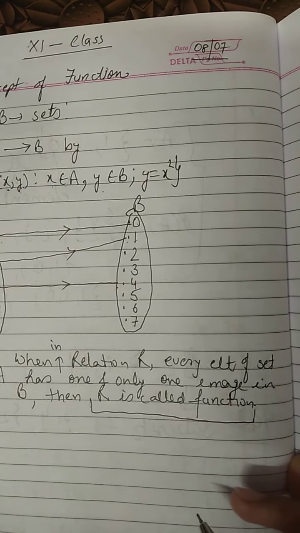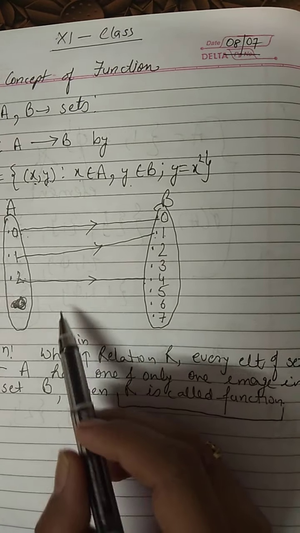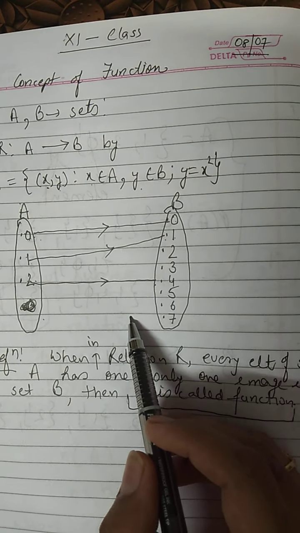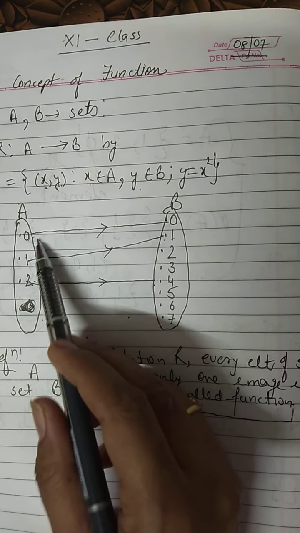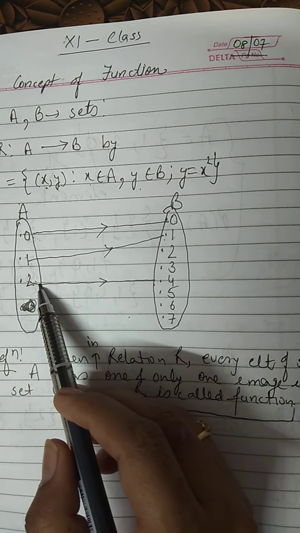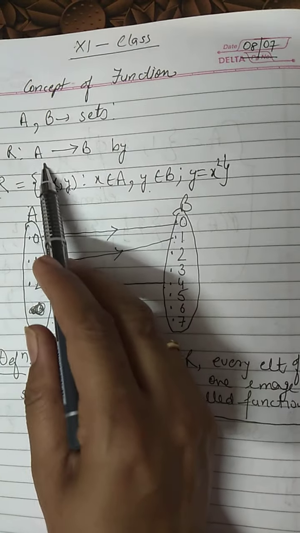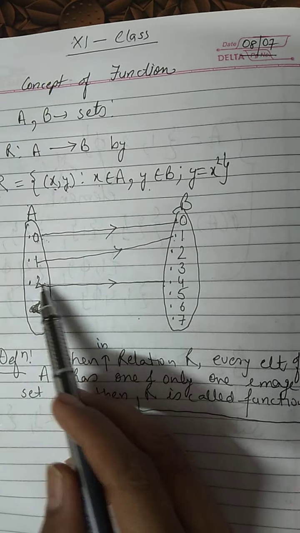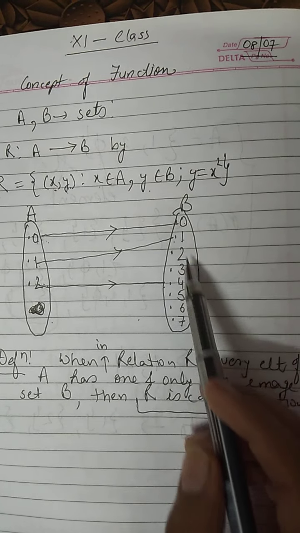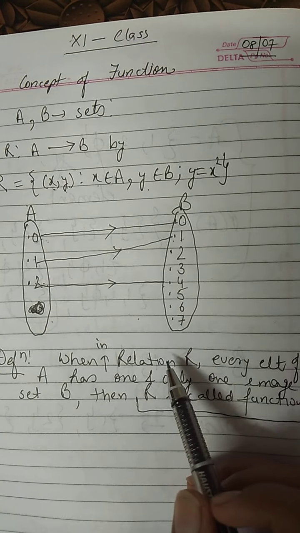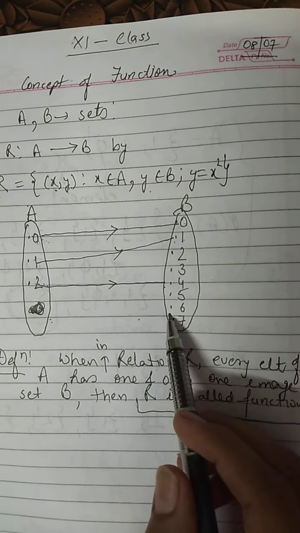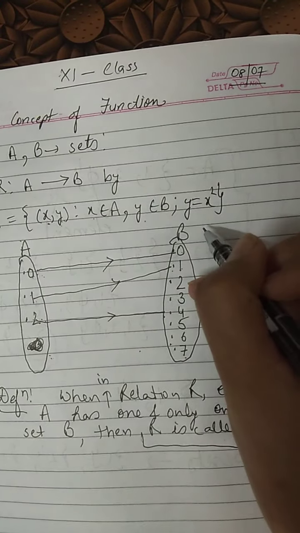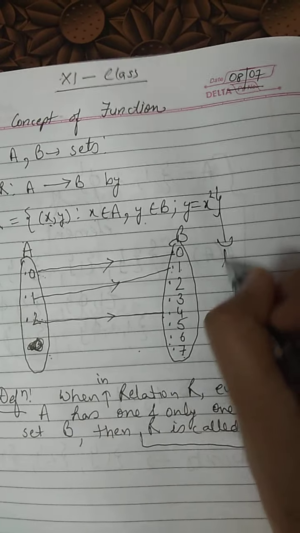Okay. So it means the relation only becomes a function under a specific condition. What is the specific condition? If R is defined from A to B and every element of set A has a unique image, meaning one and only one image in set B, then this relation will be called a function. So now this relation has become a function.